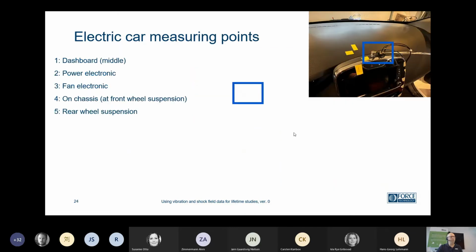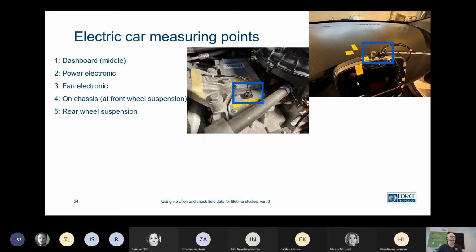If we take some of the measuring points, the first one is what we've always seen before. There's a dashboard in the middle here, an information screen. And the second point was out in the engine room. So we can see in the blue one, here we have the accelerometer mounted on what we call the power electronics. We can see a high voltage electrical wire goes into here, and it's directly on top of the electrical motor and the transmission. That means the drive line for it.